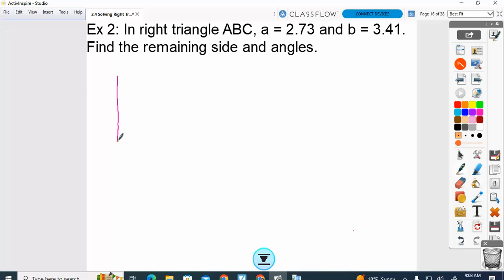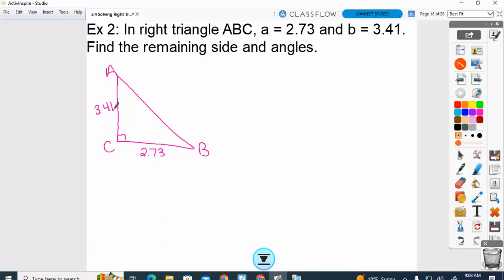Now we know we have a right triangle ABC. And we are assuming that C is the right angle now. So side A was 2.73. Side B is 3.41. How many significant digits am I using in this problem? 3. Find the remaining angles and sides. What would probably be the easiest way to get my remaining side? If I've already given you decimals, then you can use decimals for that last side.